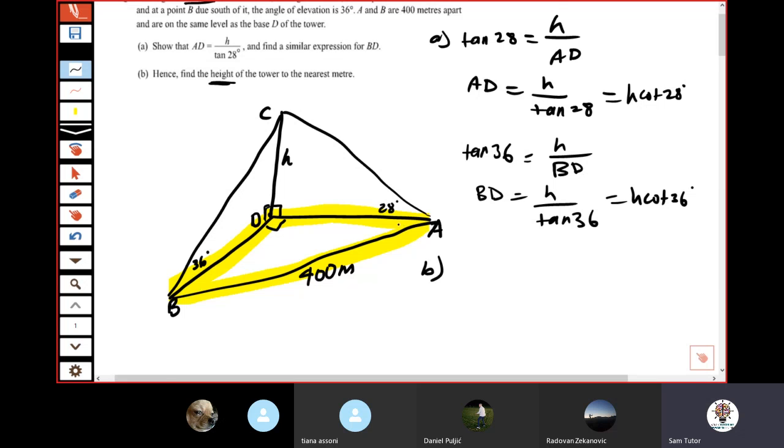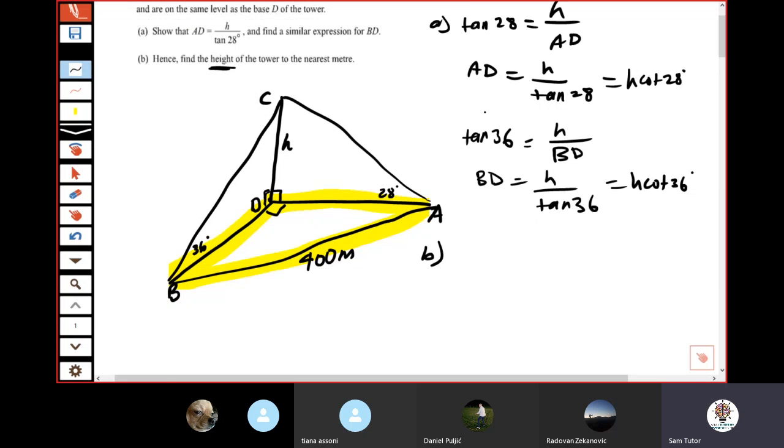The reason why that works out is because you already have AD, this bit here, in terms of h. You already have this bit here in terms of h. You already know the distance here, which is 400. So we're just going to use Pythagoras, and it must equate, because it's a right angle, to solve for h. So it's going to look like this. AD squared plus BD squared must equal 400 squared. A squared plus B squared equals C squared, Pythagoras.